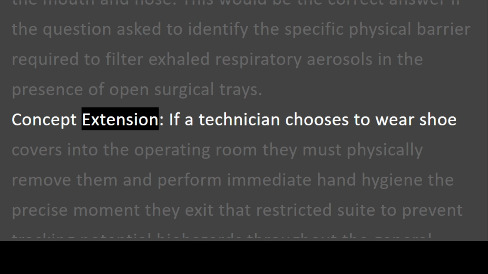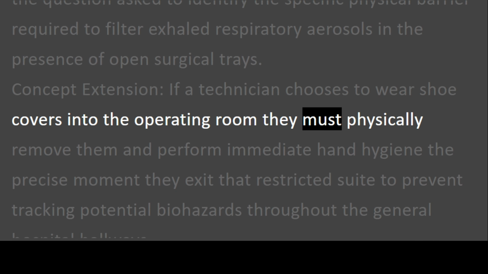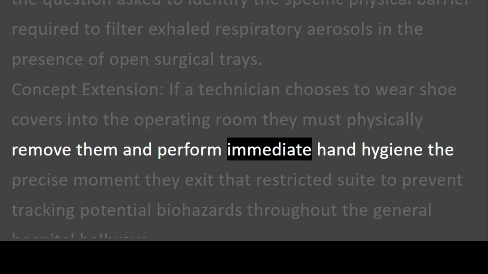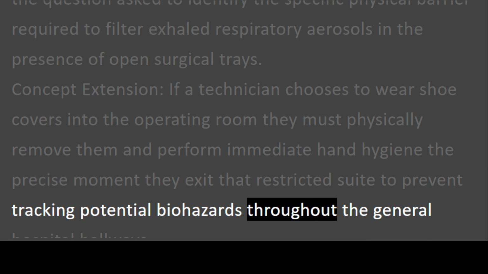Concept extension. If a technician chooses to wear shoe covers into the operating room, they must physically remove them and perform immediate hand hygiene the precise moment they exit that restricted suite to prevent tracking potential biohazards throughout the general hospital hallways.